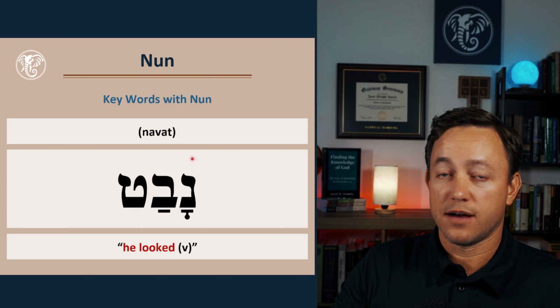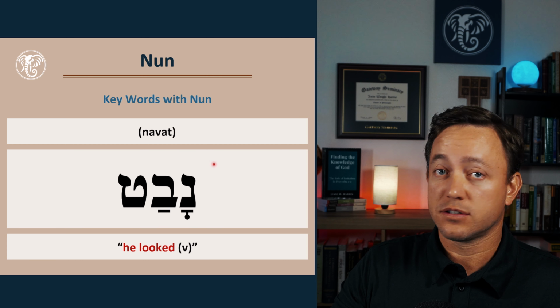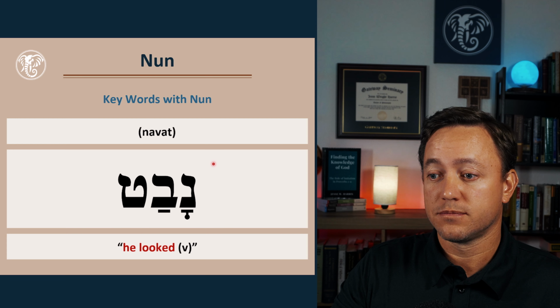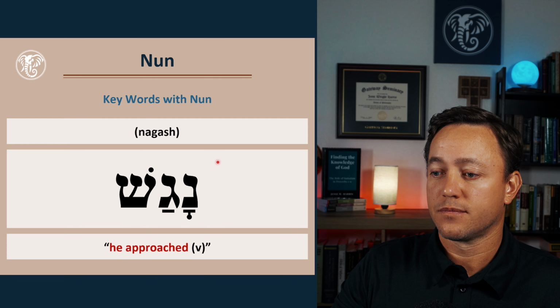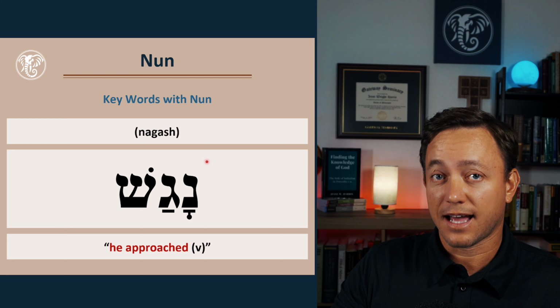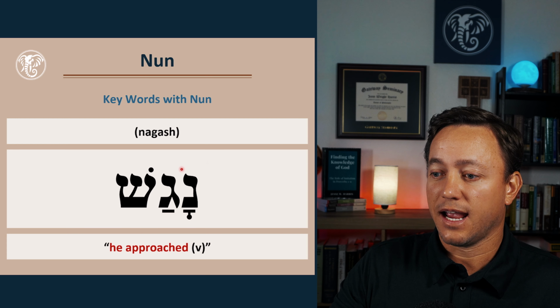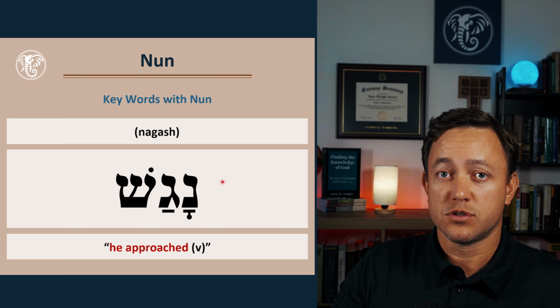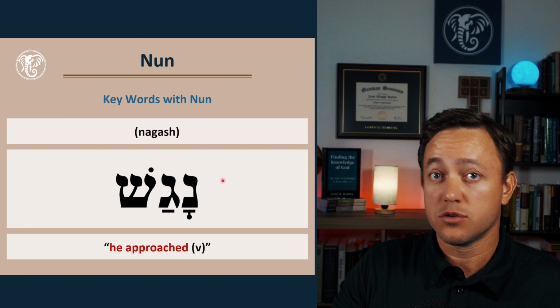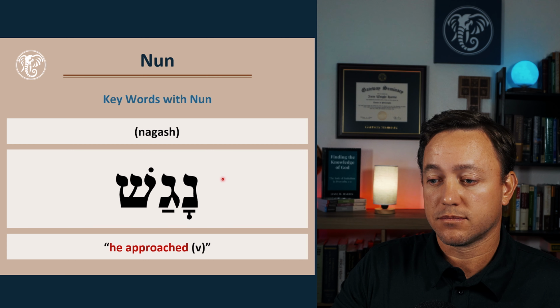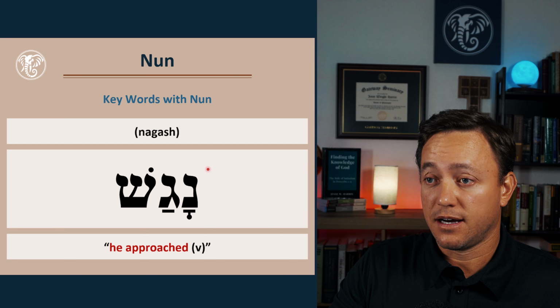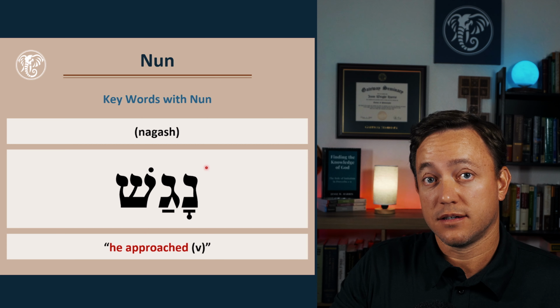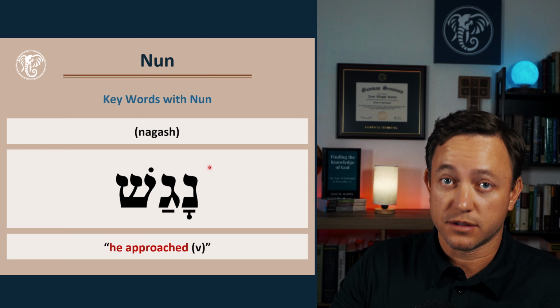All right, so we also have an important and interesting word that comes up from time to time, and that is navat. And navat just means he looked, or he saw. Another one here is nagash. And nagash is to approach or to come near. So as you can imagine, this is used in most common situations of approaching a king, or especially in the Psalms and prophets, approaching the Lord.